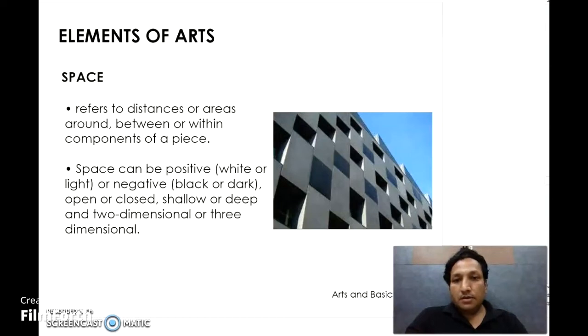Now I'm moving to the space. Space refers to distance or area around, between, or within a component of a piece. For example, if we are hatching two lines and we are enclosing a space, we are making a square, and that encompasses a space, because space is a demarked area. Space is related to some vacant area, and space has different types. Like a space can be positive, white or light, or negative, black or dark, open or closed, shallow or deep, and two-dimensional or three-dimensional.